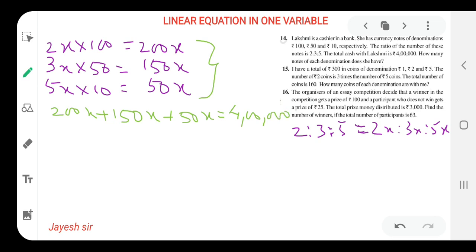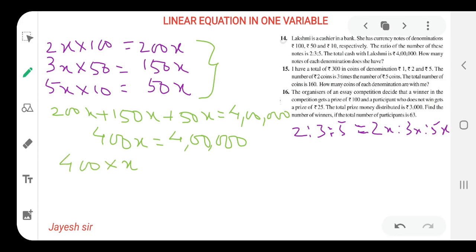I hope you all might be getting it. Now the answer would be very much easier. 200 plus 150 is 350, 350 plus 50 is 400x. I have summed all this. That means 400x equals 4 lakh rupees. I hope you all might be getting it. Now I am writing the answer directly. The value of x would be 4 lakh divided by 400.